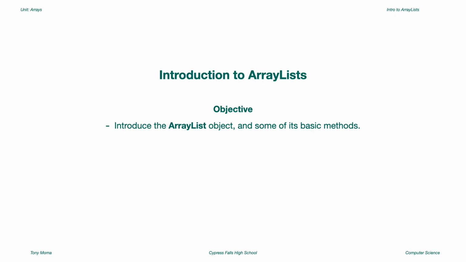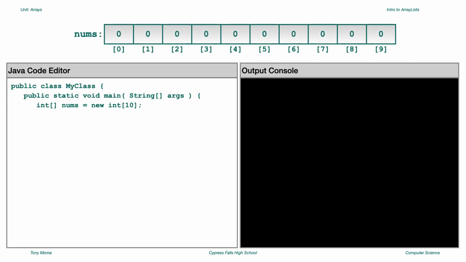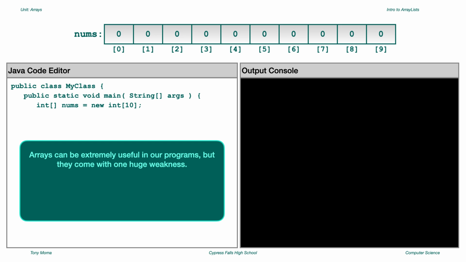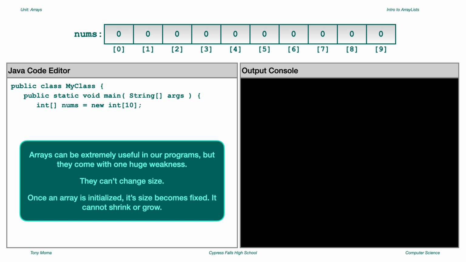Introduction to ArrayLists. In this video, we will introduce the ArrayList object and some of its basic methods. So far in this unit, we've seen that arrays can be extremely useful in our programs, but they come with one huge weakness. And that weakness is the fact that they can't change size. Once an array is initialized, its size becomes fixed. It cannot shrink or grow.